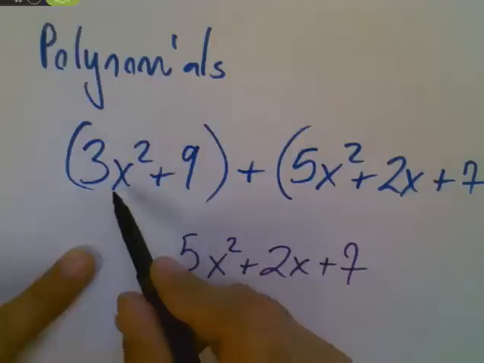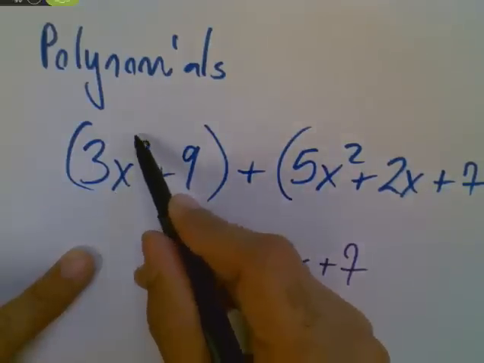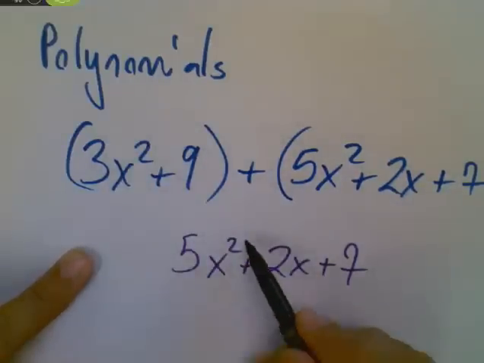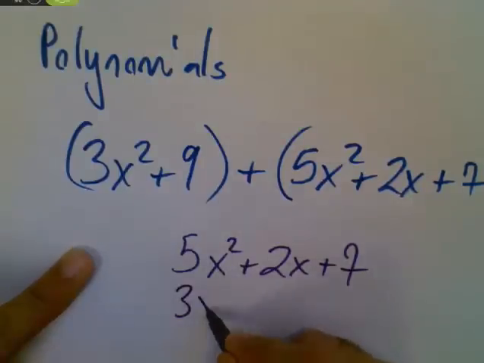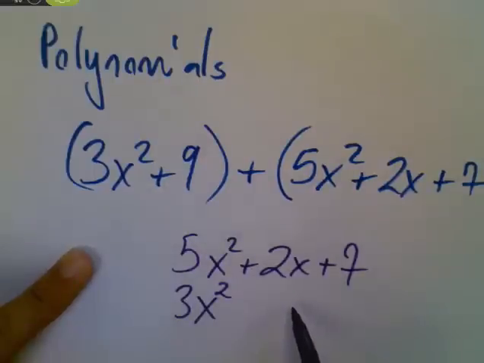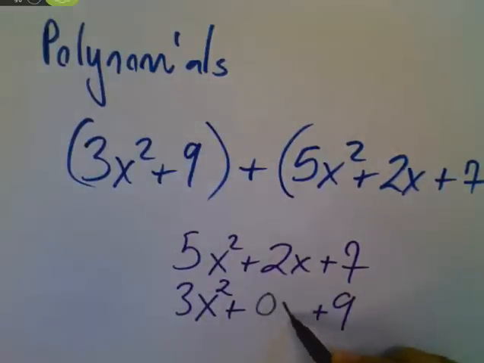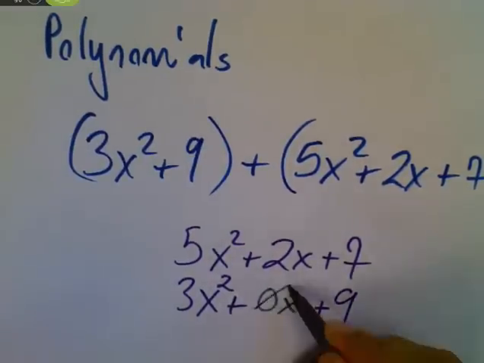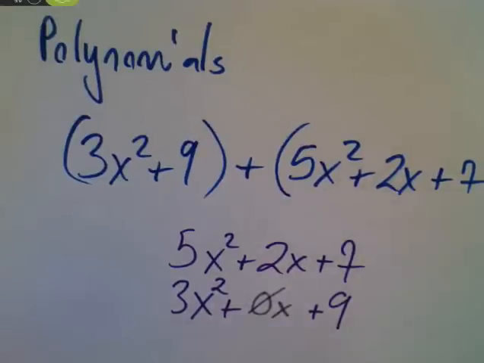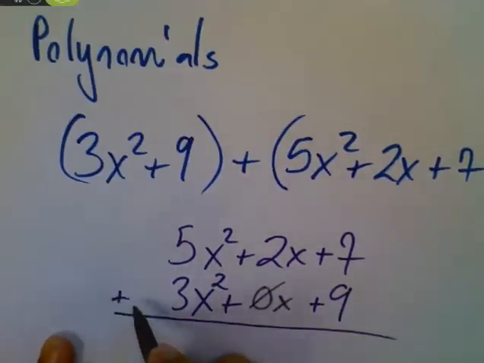But I have to line them up according to the like terms. Since this is an x squared, I'm going to line it up with the x squared. So I have 3x squared, and then now I have no single x, so there's nothing that's going to be here. And then I go to my constants, which is 9, so plus 9. If it really makes you feel good, you can call it 0x, because how many x's are there? 0. And then I can add these together.